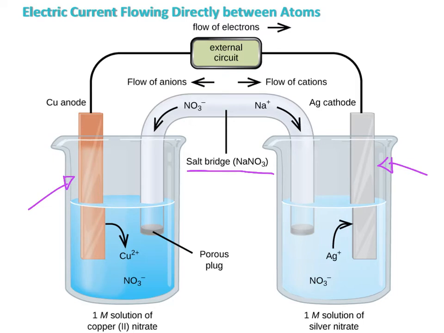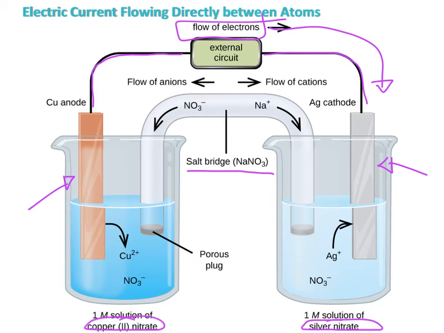We have some sort of metal that allows for electrons to flow, as stated right here, and electrons are flowing this way. We have two solutions. We have a 1 molar solution of copper 2 nitrate, and then we have a 1 molar solution of silver nitrate. So basically those are the main components of everything here. Now let's take a look at what's going on.